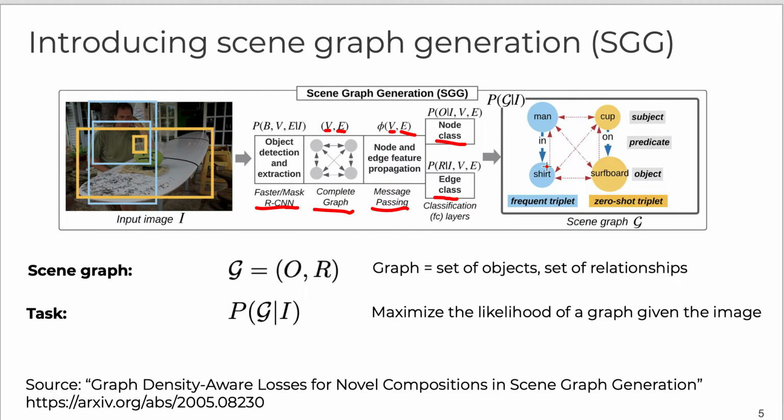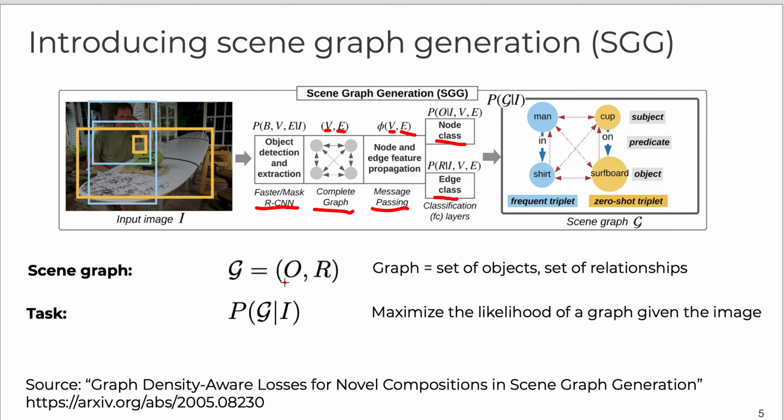During test time, once we train such a model, we want to predict these background edges so that the resulting graph will be sparse. We don't want to predict a complete graph, because it will not be very useful for downstream tasks such as visual question answering. We want to predict a sparse graph where relationships will be strong.